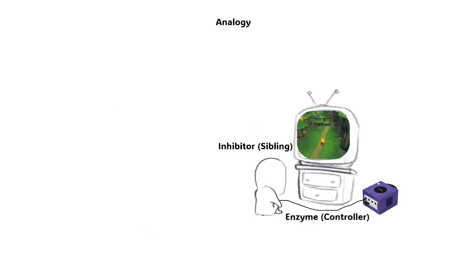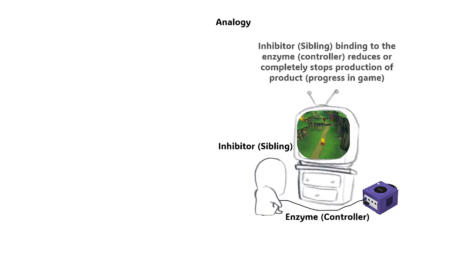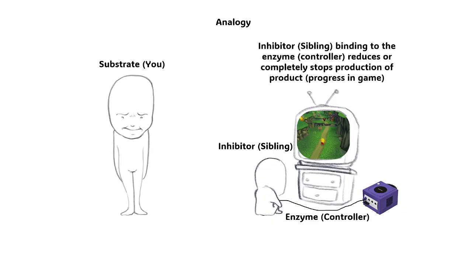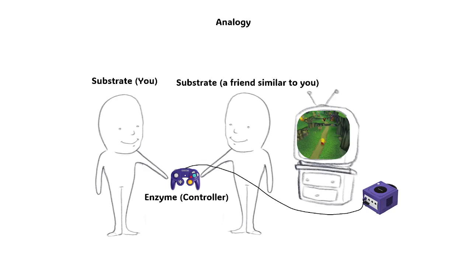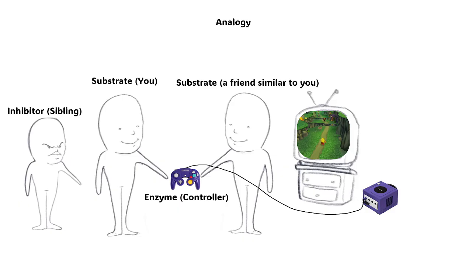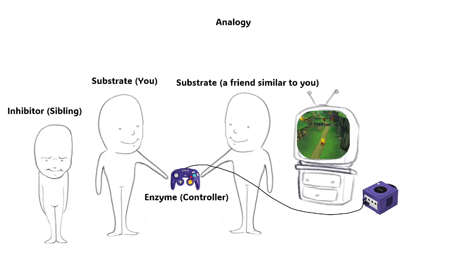Sometimes your sibling manages to grab the controller from you first. You now cannot play, and you cannot progress in the game. However, if you have a friend over to play the game, you and your friend have a better chance of grabbing the controller before your sibling does, and therefore you can make progress in the game.